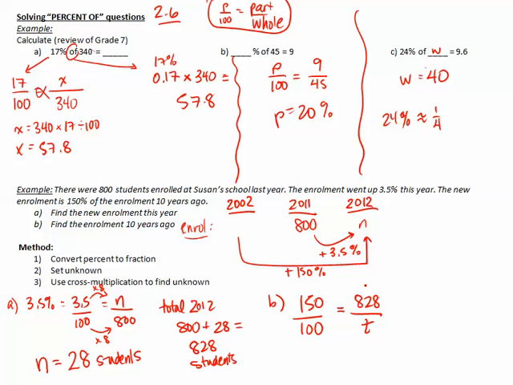Now notice that I chose 828 on the top because that's partnered with the 150% part, compared to the original amount, which was the 100%. So if I use cross multiplication again, I find out that my enrollment 10 years ago is 552 students.